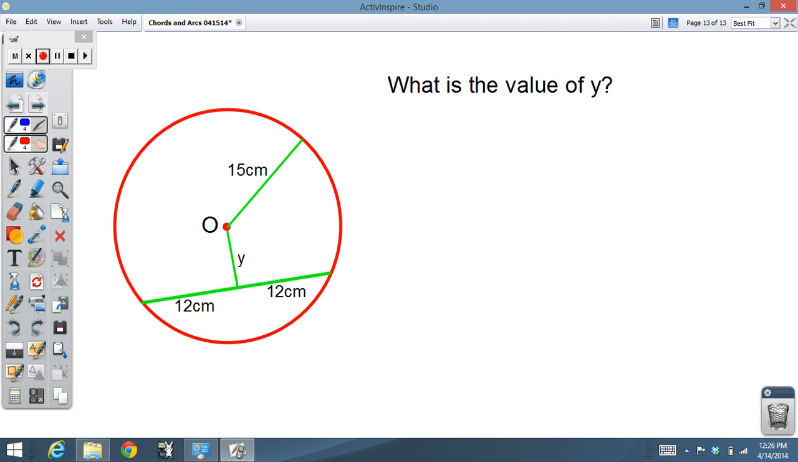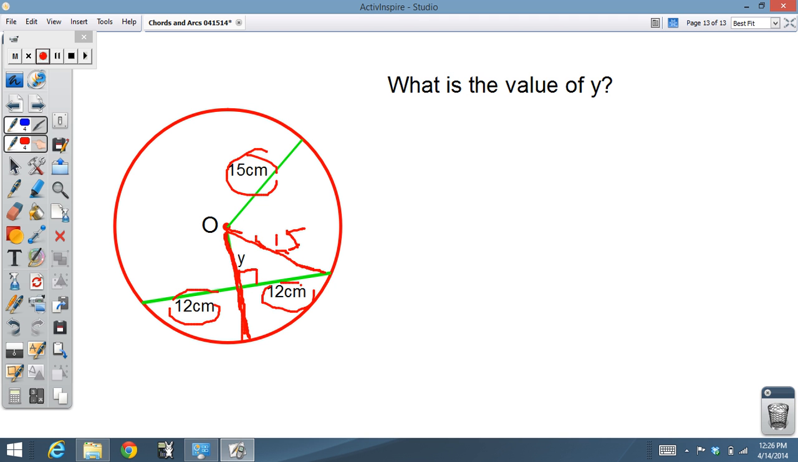Okay, last example I'm going to do for you. Find the value of y. Once again, we know that we've got something that's bisecting this. We see the 12 and the 12, and we've got a line that's bisecting it. One of those theorems back there told us that this must be perpendicular, must be a diameter, etc. 15 centimeters is a radius. We can also know that this radius right here is the same 15 centimeters, correct?